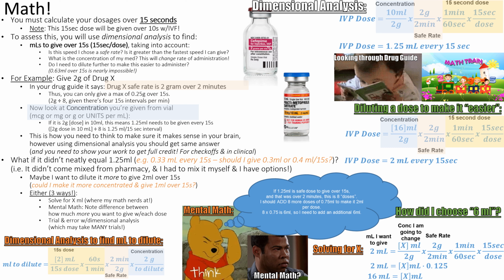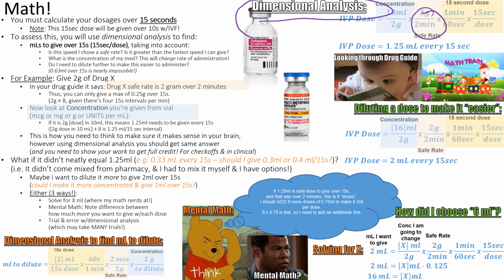All right, so the last slide is math. When you calculate, you'll be doing this math on your own. You have to present the math before you get checked off and get your practice doses in the lab. You have to calculate the dosage over 15 seconds, all right? To get there, you can use dimensional analysis to figure out, okay, I can only give it so fast. Like Lasix, we said, is 20 milligrams a minute. This one, we looked up this medication. This is just an example. It says 2 grams in 2 minutes.